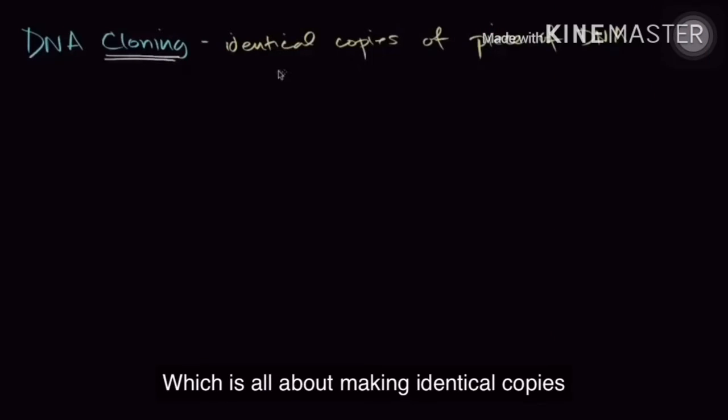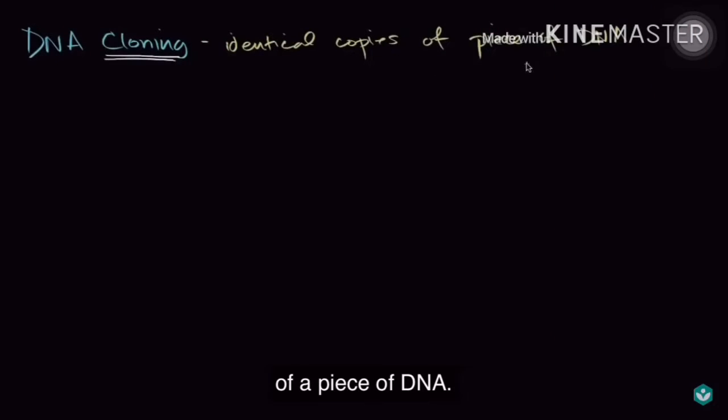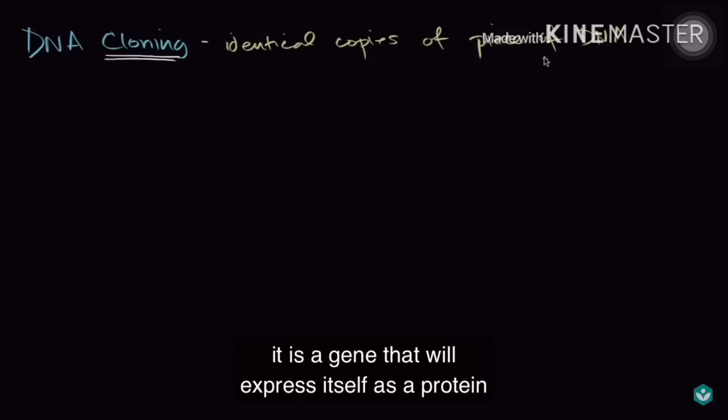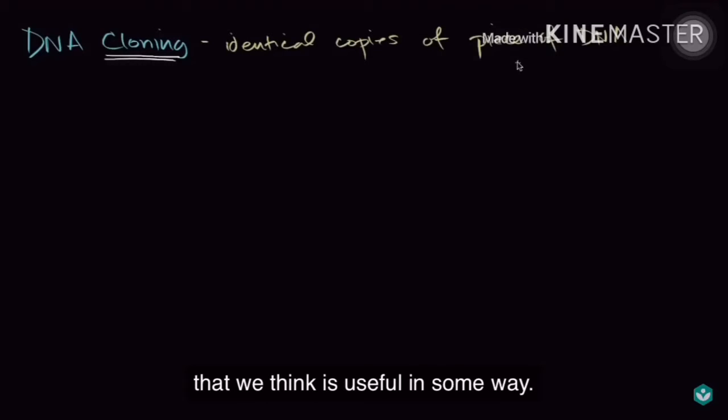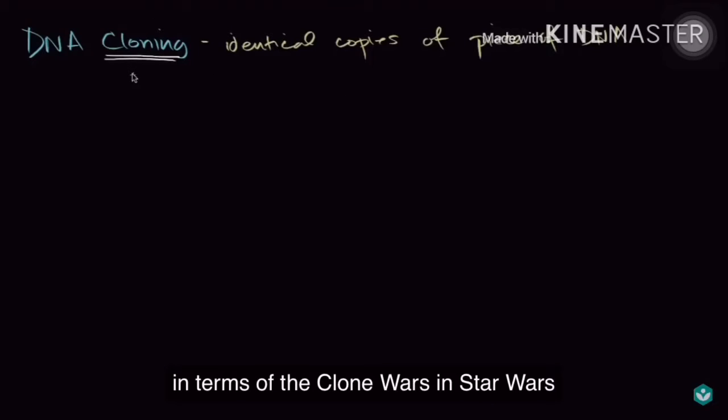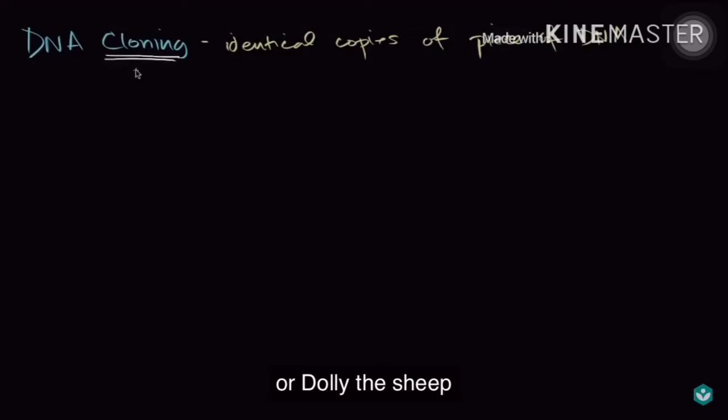Cloning is all about making identical copies of a piece of DNA, usually a piece of DNA that codes for something we care about. It is a gene that will express itself as a protein that we think is useful in some way. Now, you might have also heard the term cloning in terms of the Clone Wars in Star Wars, or Dolly the sheep, and that is a related idea.